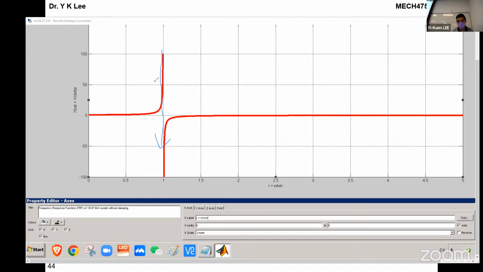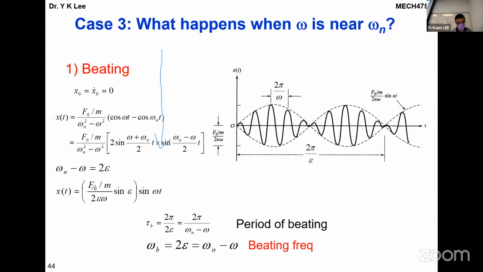So this is the important thing: you need to understand the reality. This solution is only valid for the case not exactly omega equals natural frequency, because that becomes resonance. This solution is only valid for the case without damping. If you have damping and you are close to the natural frequency, for sure damping will dominate, so your model is wrong. This is very important.